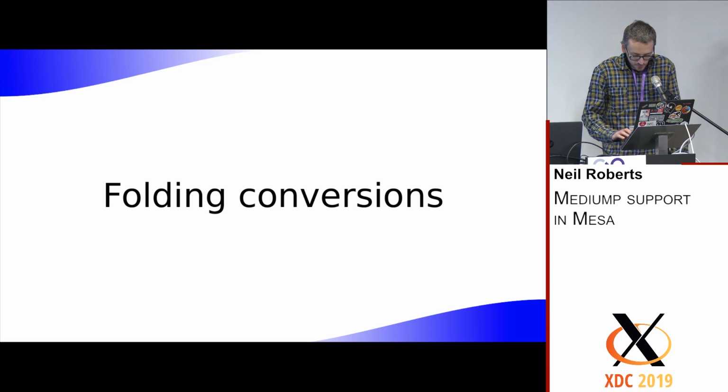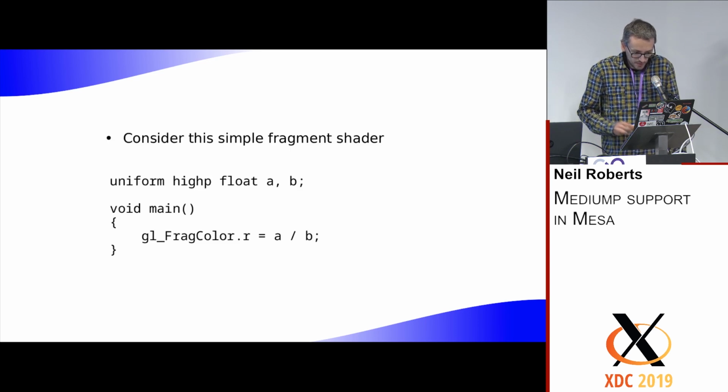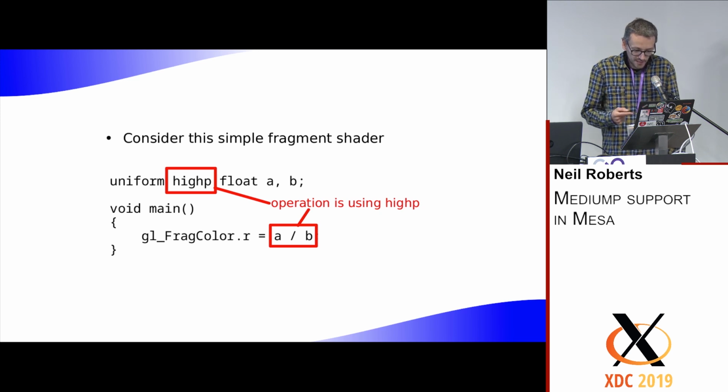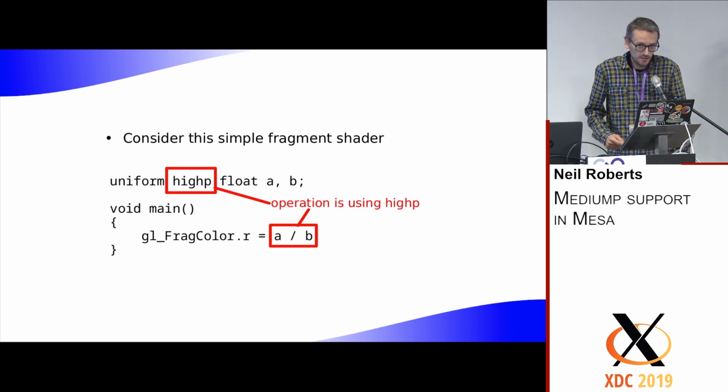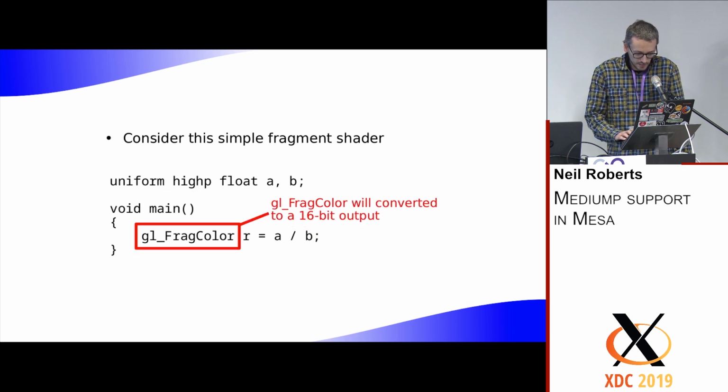So another thing we can do, in this case, this operation has to be done in high precision because the two variables are declared with high precision. But then because of this lowering pass, the fragment color is going to be converted to 16-bit. So that means we're going to end up with a conversion operation after this high precision division to convert the result back to float 16. So the division will be converted back to float 16 for the output.